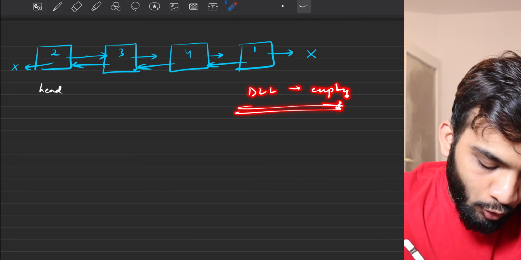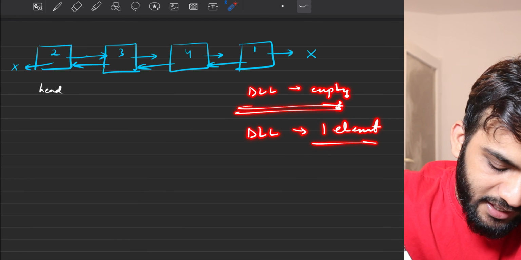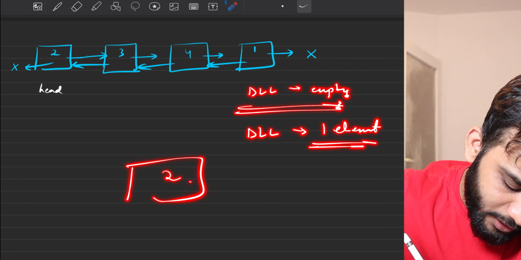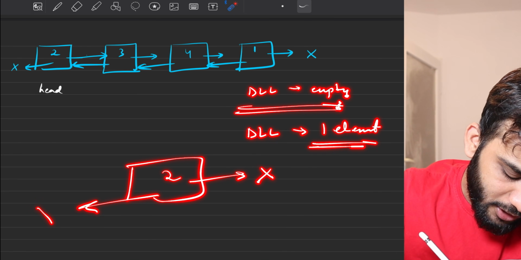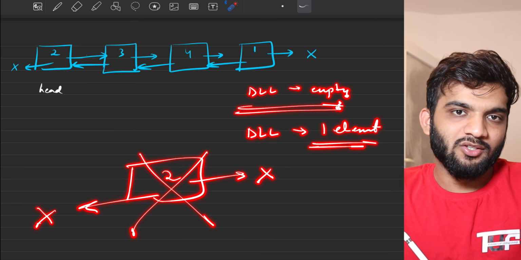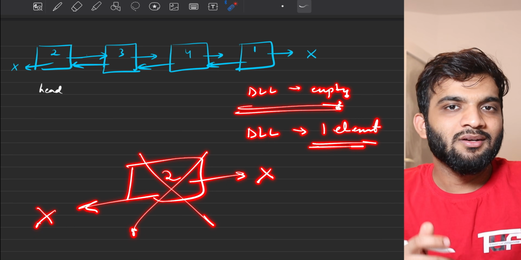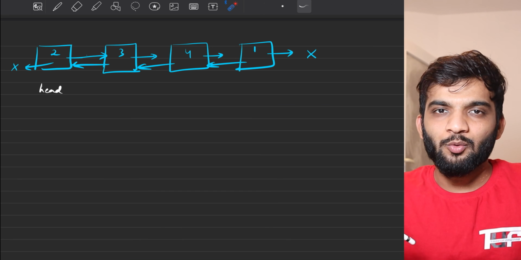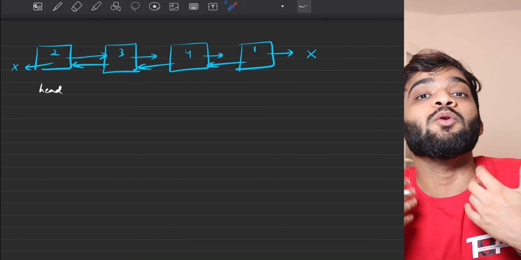What's the other thing? What if the doubly linked list has just one element? In that case, it will have a next pointer pointing to the null pointer, and a back pointer pointing to the null pointer. In that case, you delete this because that is what you can delete, and then you'll have nothing left. So these two cases are easy to do, right? But what is the toughest case? When the doubly linked list has more than 1 element.